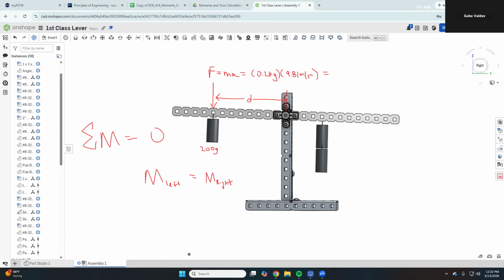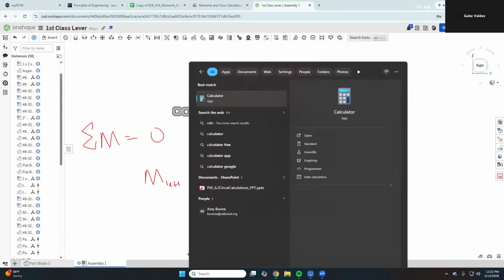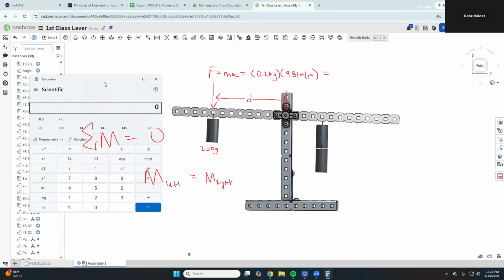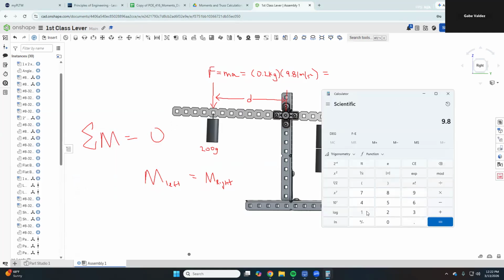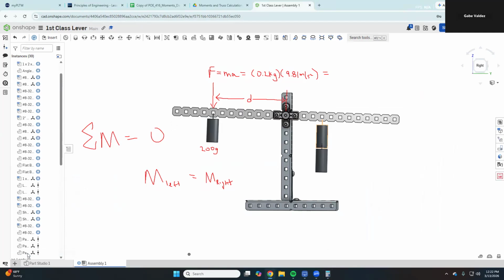So let me go ahead and bring up the calculator so we can actually calculate this out. So 9.81 times 0.2 gives me 1.962. Okay, so 1.962, or let's just go with 1.96 newtons. Okay. Now, what we know about Vex is that each one of these holes is half an inch apart. So right now this is 1. So my fulcrum is right here.